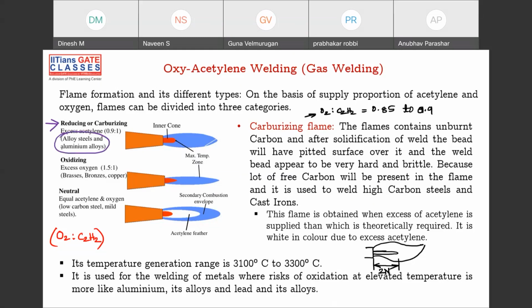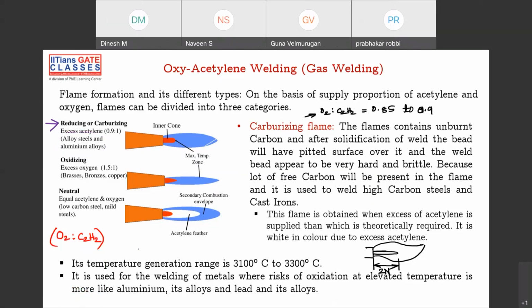And where can it not be used? Anyone, guys? Hello. Acetylene is more, means carbon is more, am I right?